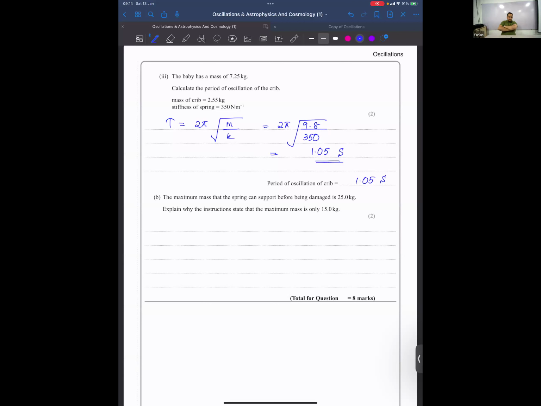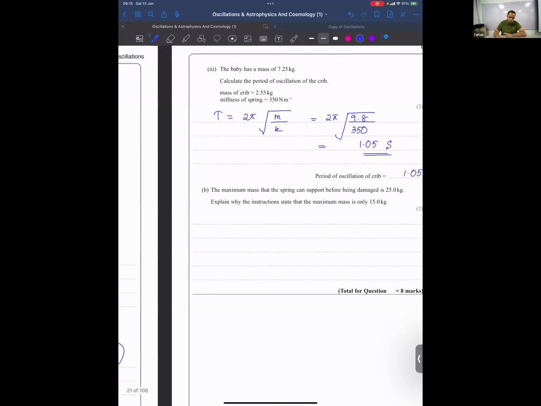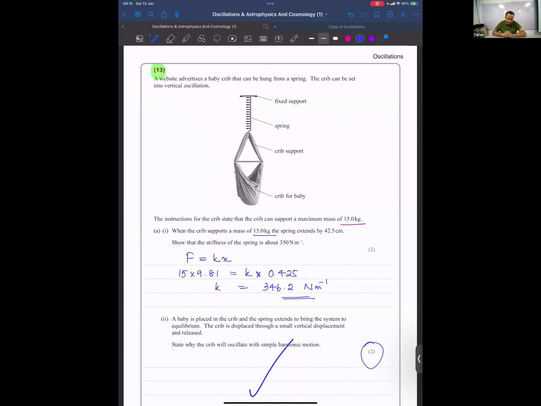Then the next part, the maximum mass that the spring can support before being damaged is 25 kilograms. The maximum mass that you can hang on the spring is 25 kilograms, which is roughly about 250 newtons. Correct? Yes, right? Explain why the instructions state that the maximum mass is only 15 kilograms. The instructions for the crib state that the crib can support a maximum mass of 15 kilograms. Why?